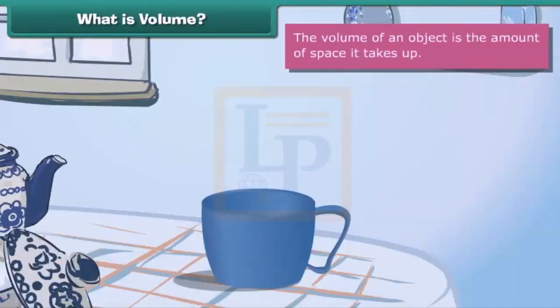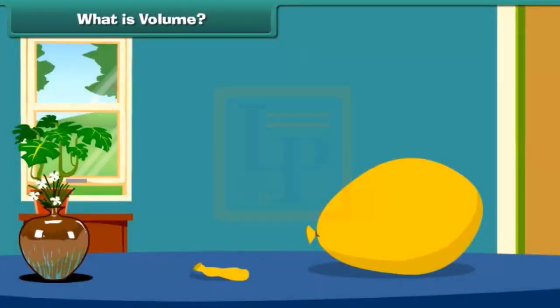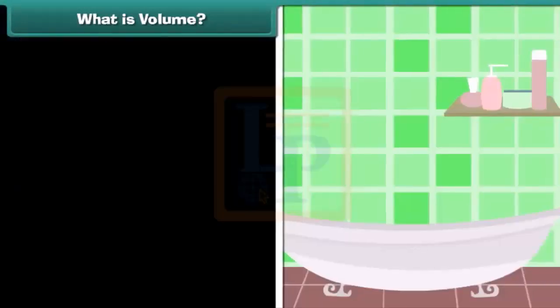The volume of an object is the amount of space it takes up. For example, an inflated balloon takes up more space than an empty balloon. That means a balloon that is blown up has more volume than one that hasn't been blown up. Volume can also show capacity, how much a container can hold.